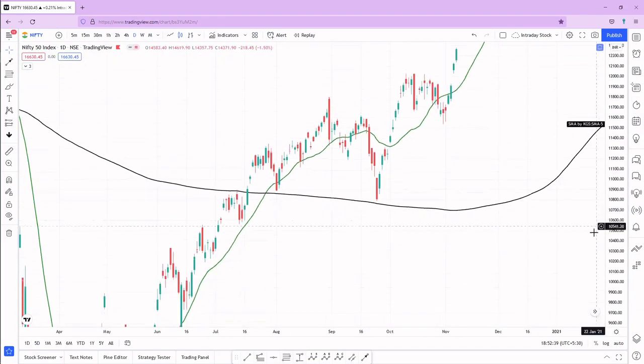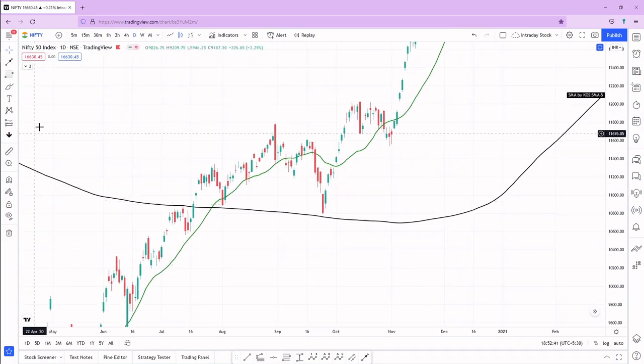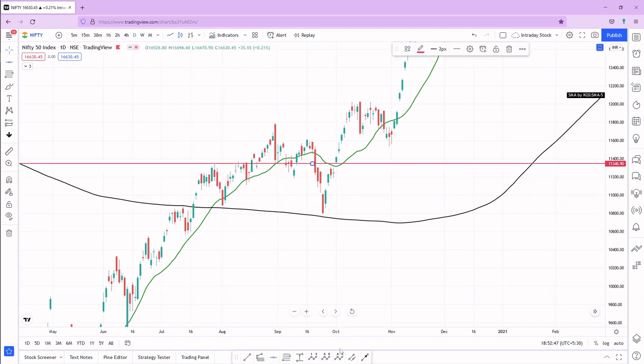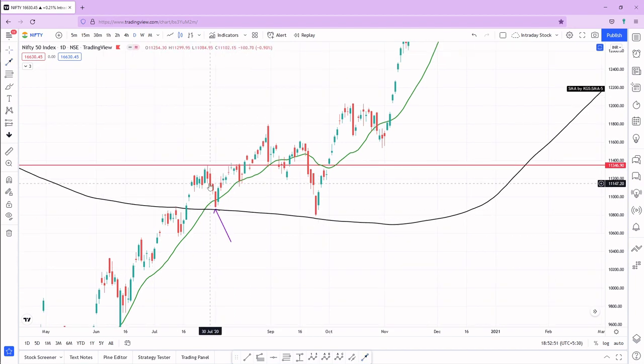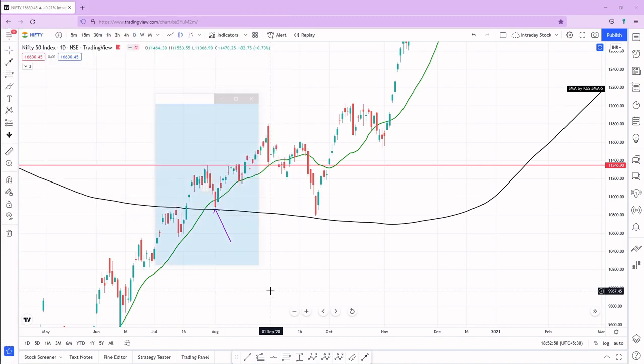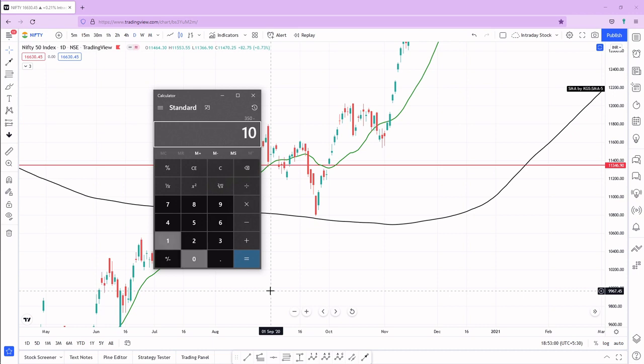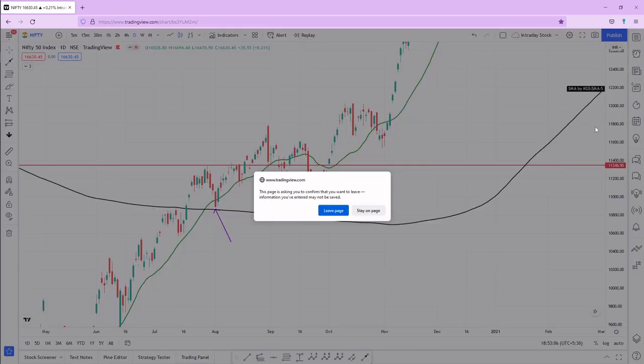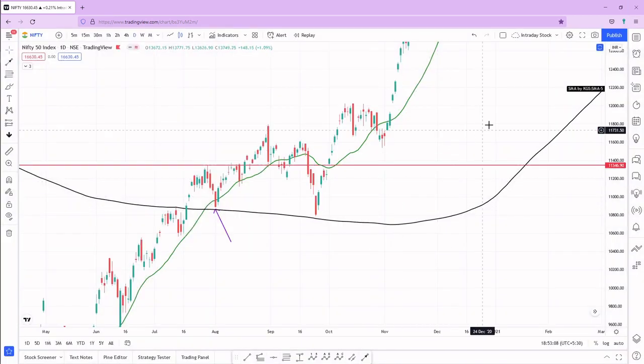Okay, so this is the 2020 scenario, and our entry point is over here, and our stop loss was over here. Let us consider 11,350 minus 10,880. So that is 470 points stop loss. Okay, let's keep it as 450 points stop loss.